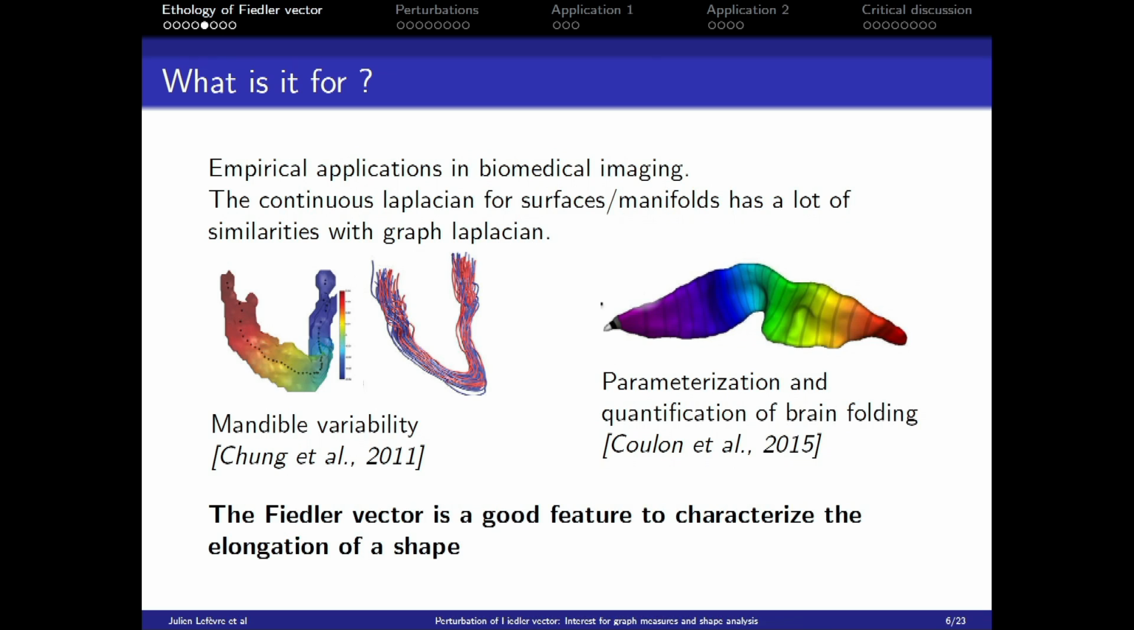There has been another application in my team to parameterize some brain structures. Here, this is the central sulcus, a fold of the brain. By using the Fiedler vector, it's possible to describe this elongated shape and to characterize the folding of this shape in a convenient way. So empirically, this is an interesting feature, but we do not have a lot of theoretical results behind it. For instance, why does it describe elongated shapes quite perfectly? Is it possible to formalize it a bit more?